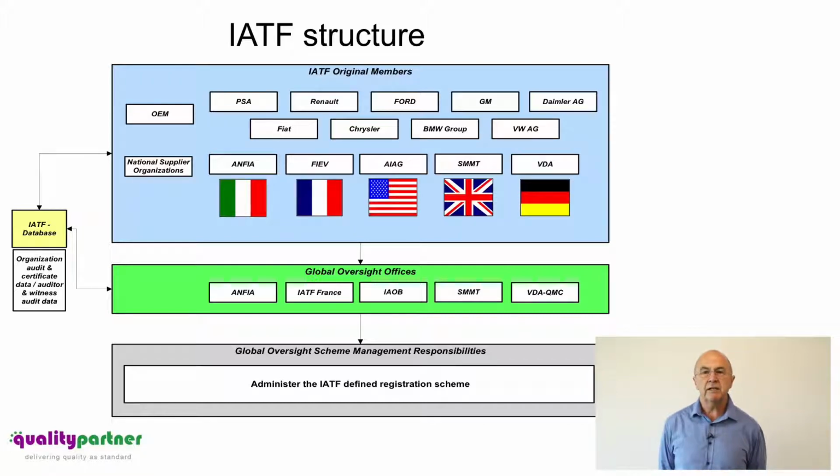The national supplier organisations are the organisations responsible for the management on a day-to-day basis of the automotive quality management certification scheme. Currently, there are 5 global oversight offices, which is AMFIA, IATF France, IAOB in America, SMMT in the UK, and VDAQMC in Germany. So these are the organisations that are responsible for liaising and dealing and managing with the certification bodies responsible for the certification of organisations against the automotive quality management scheme.